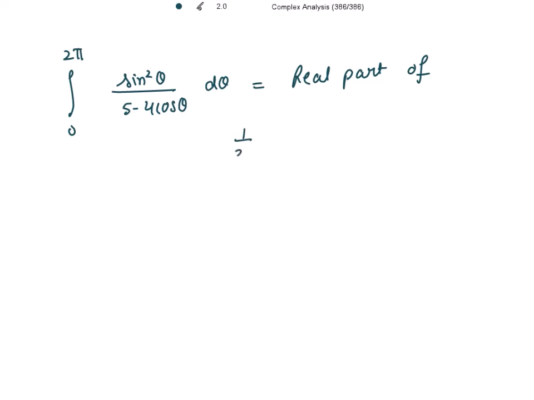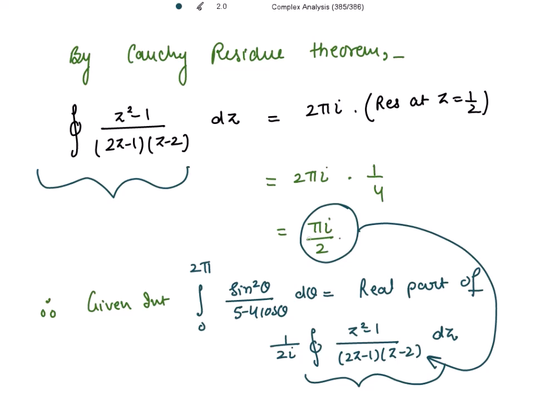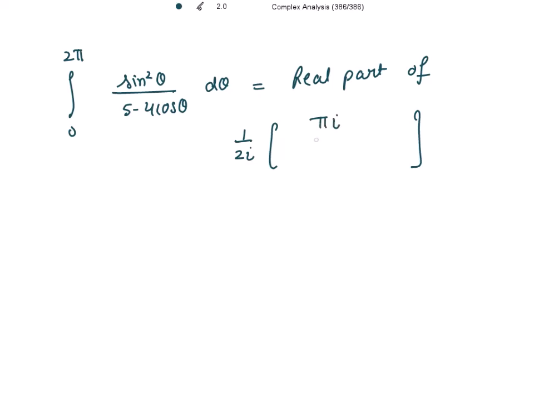Now the given integral becomes the real part of 1 divided by 2 iota into, writing the value for that integral, that is pi iota by 2. This iota cancelled out with this and we get this to be equal to pi divided by 4 to be the required solution for this integral. Okay, thank you.